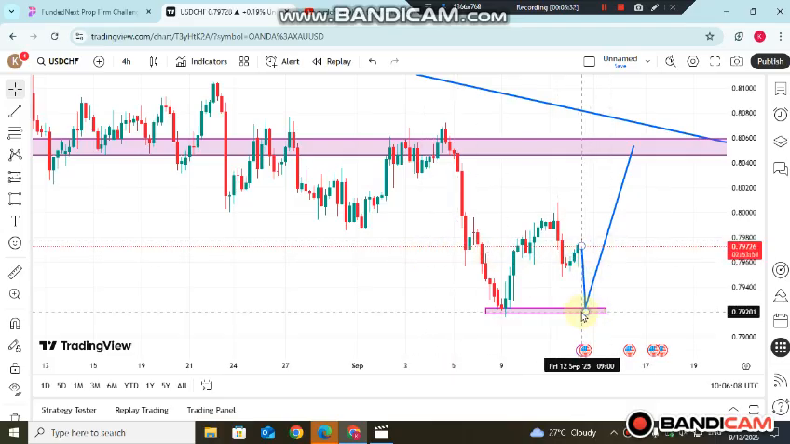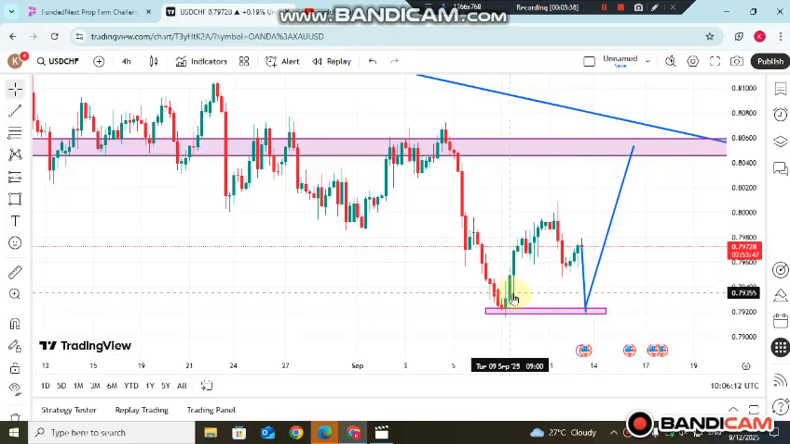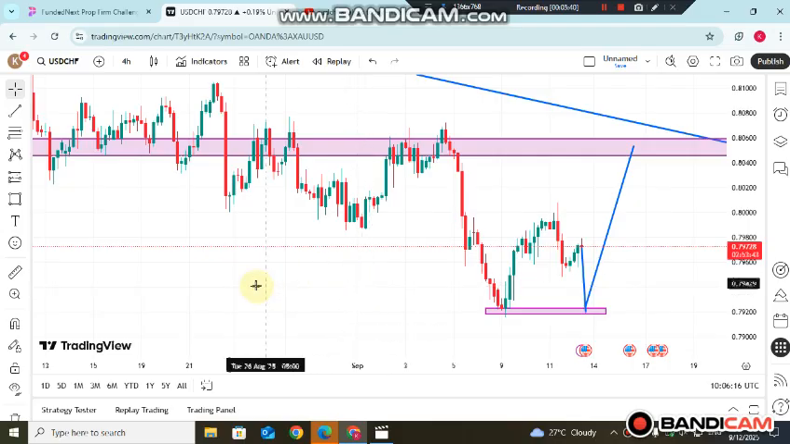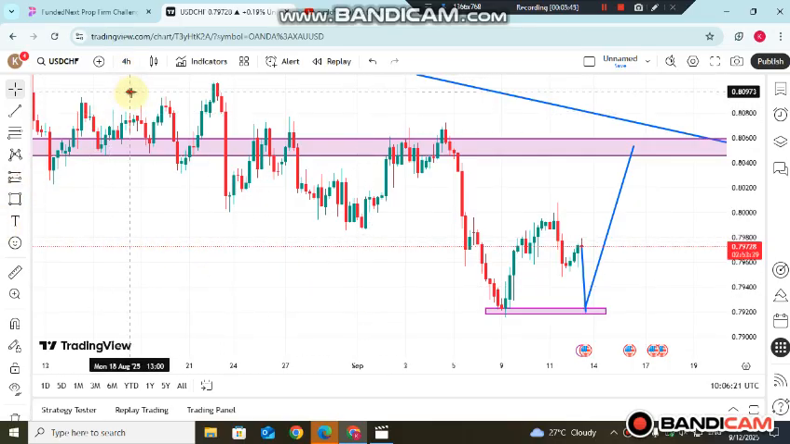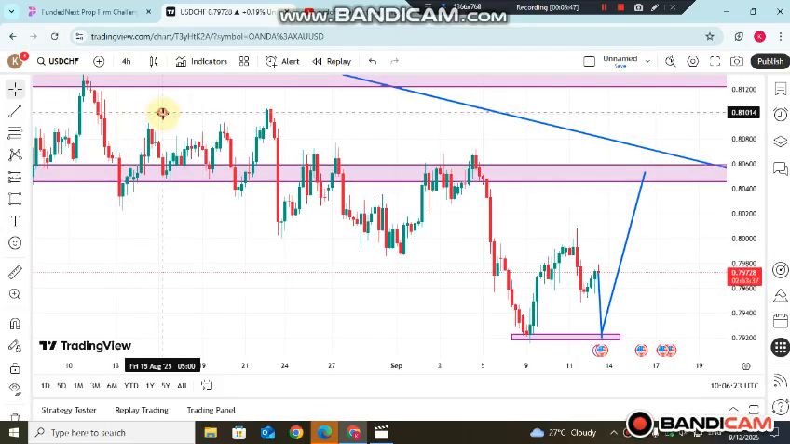A double bottom, right? And we will buy from here. So if you want to take this buy, you should first of all move toward the 1 hour time frame. Actually look at weak rejections as usual. This is how I analyze, guys.